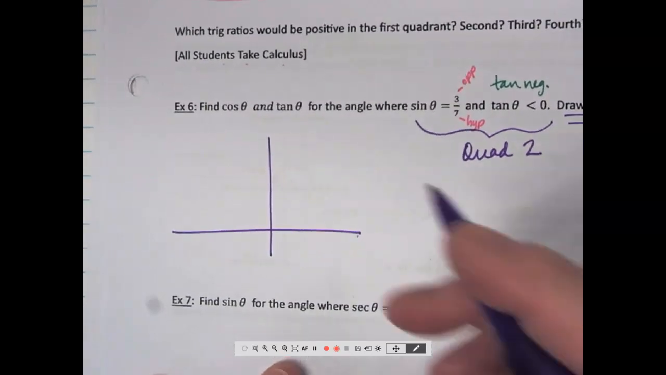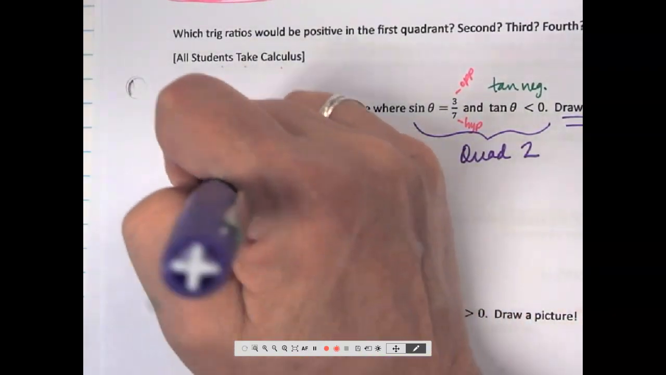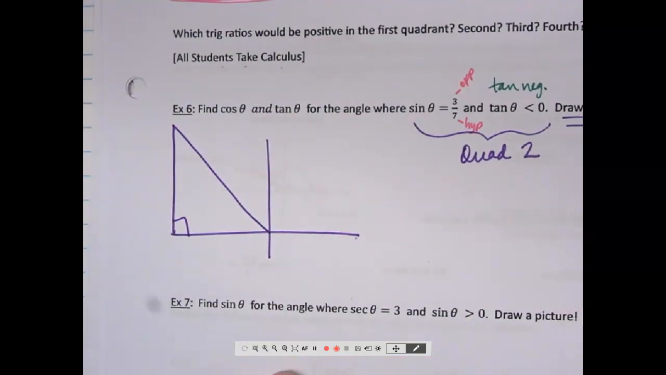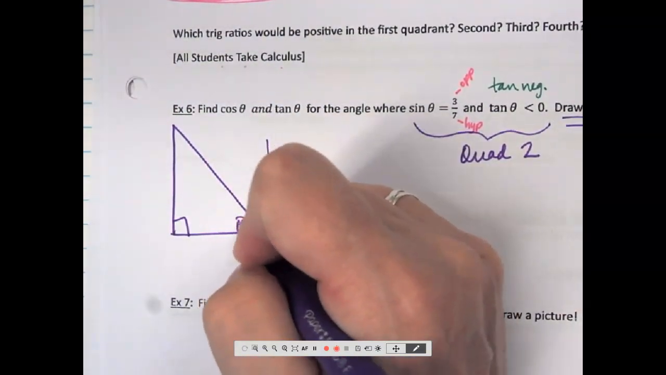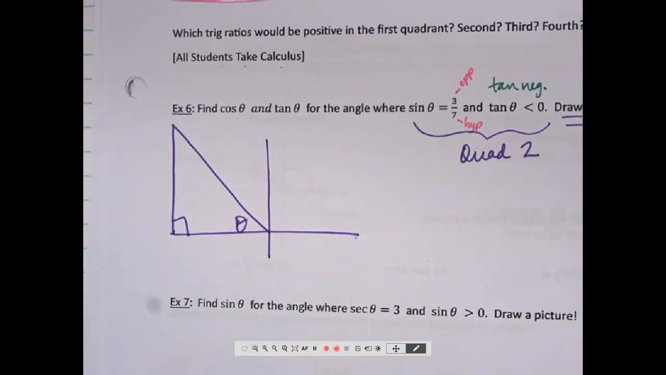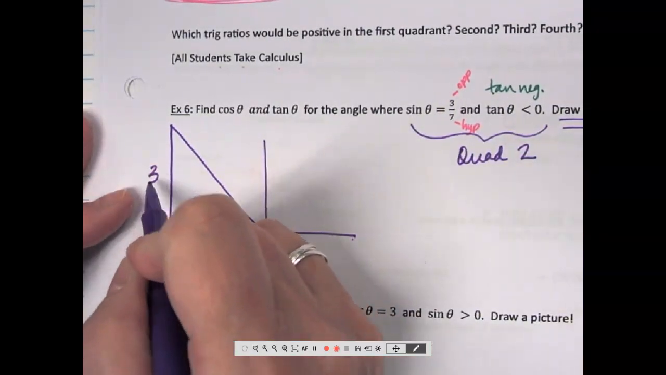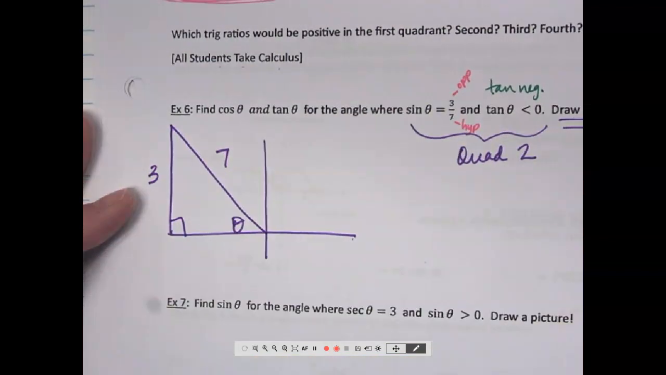Remember the rules that I told you on Friday. The right angle is always with the x-axis. Theta is always the acute angle up by the origin. So that's the triangle that we're using. Now, label what we were given. Opposite is 3 and hypotenuse is 7.